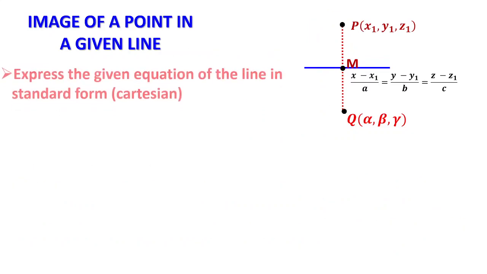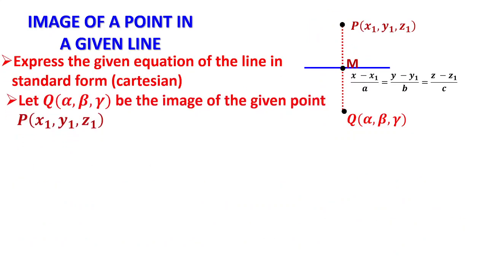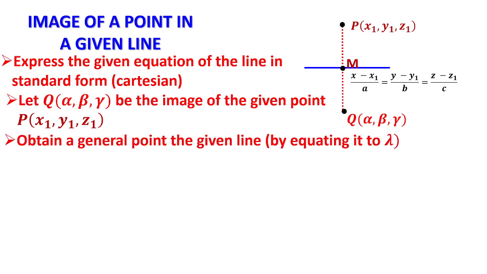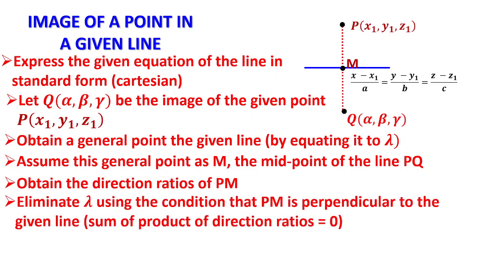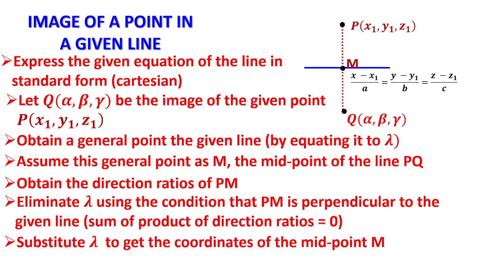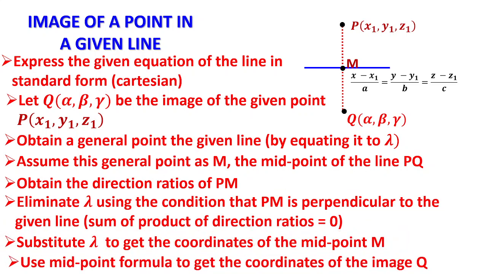Now how to get it? Express the given line in standard form. Let Q be the image, alpha, beta, gamma I will call. Then I will call a general point on this given line capital M. And now the foot of the perpendicular, already we know how to get it. Get the direction ratios of PM. Eliminate lambda using the condition that PM is perpendicular to the given line. After getting lambda, get the midpoint M. Then again use the midpoint formula to get the coordinate of the image. Here, after getting the foot of the perpendicular, we are going one step further to get the image. That's all. Therefore, this image problem is an extension of foot of the perpendicular.